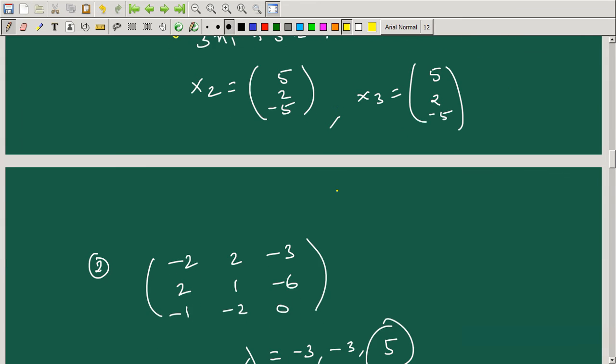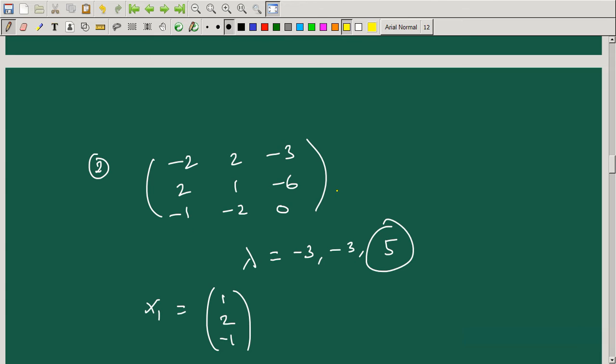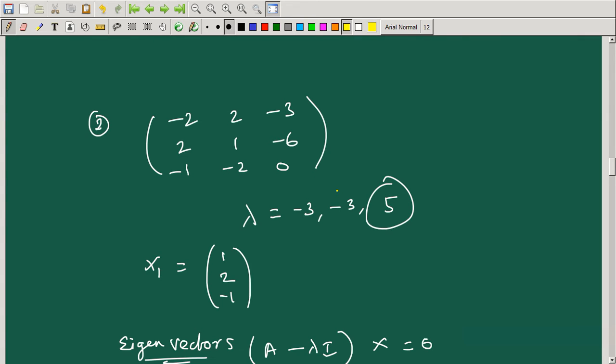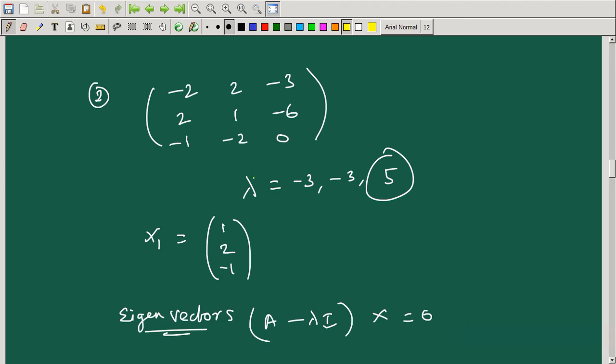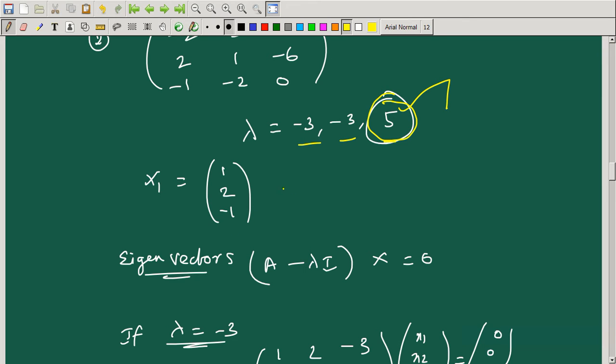Now we'll see linearly dependent, the next problem I have given. Similarly, you all know how to calculate the lambda values. First write the characteristic equation. Solving the characteristic equation, we will get the eigenvalues minus 3, minus 3, 5. As usual, first select the non-repeated eigenvalue, which means for the eigenvector, (A minus lambda I) into X is equal to 0. Do the process like the previous video. So you will get x1 equal to 1, 2, minus 1.